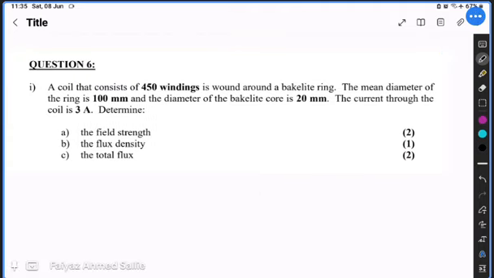So starting with question number six, we have over here a coil that consists of 450 windings.